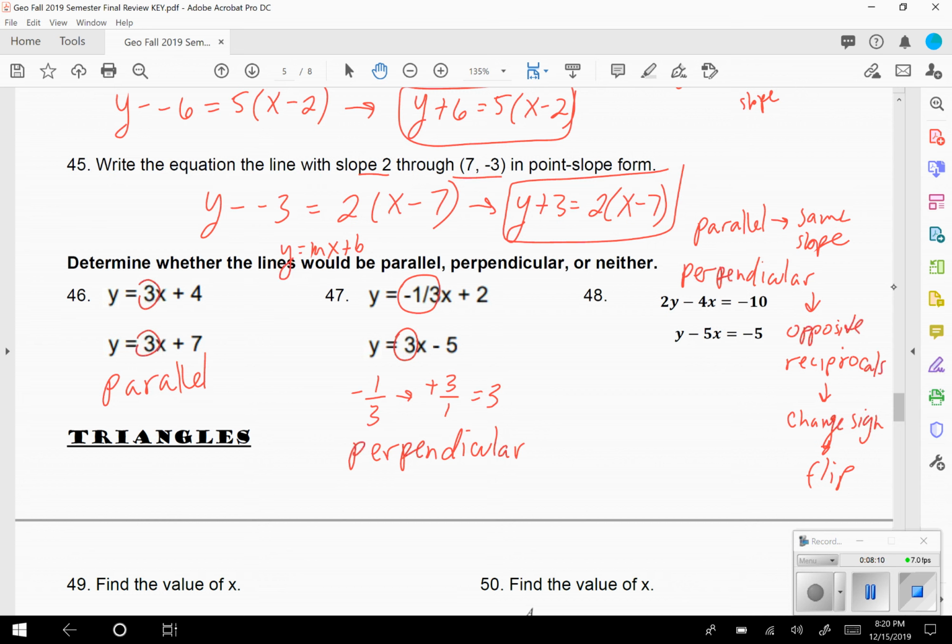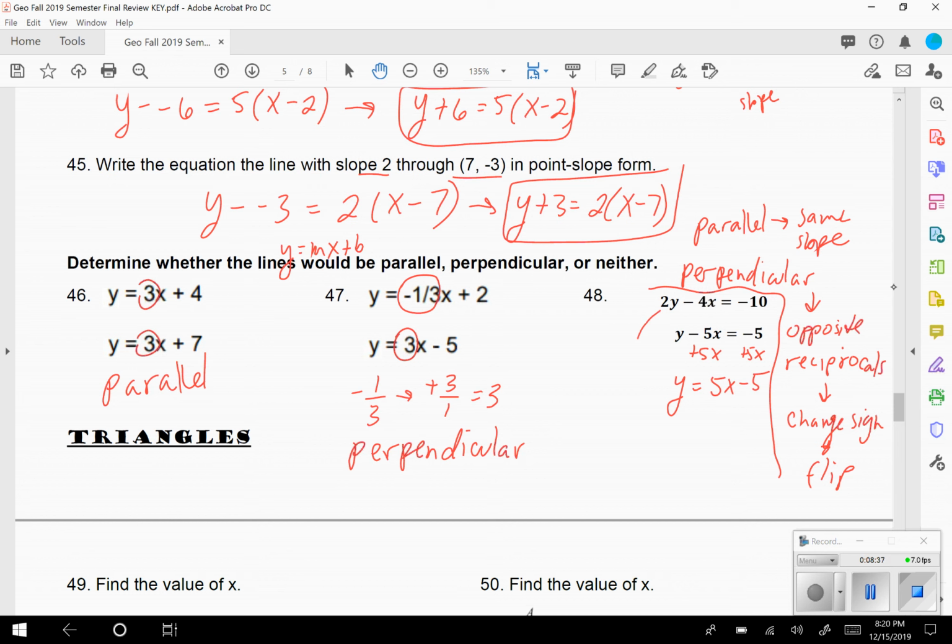Okay, on these ones, what we have to do is first get our lines into slope-intercept form, so y equals mx plus b first. The bottom one is the easiest to do. You just add 5x. Okay. Now don't add the -5 and the +5 here, because you see the -5 does not have an x on it. So this just becomes y equals 5x minus 5.